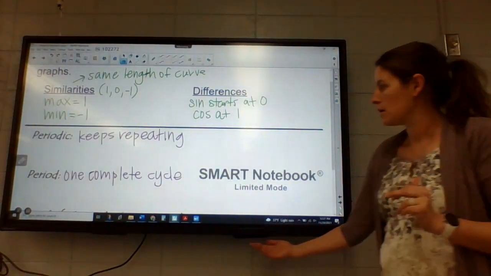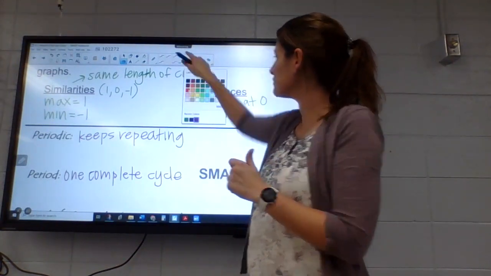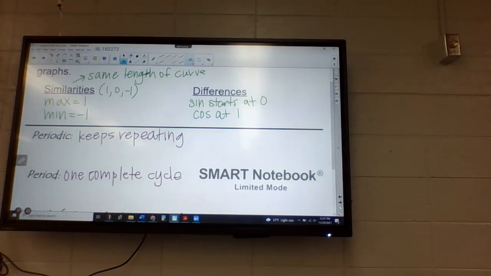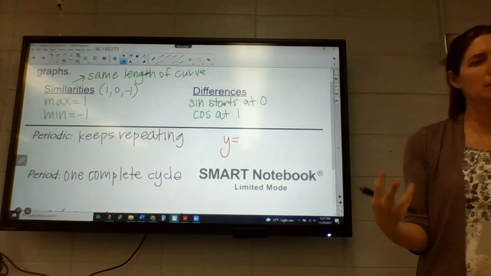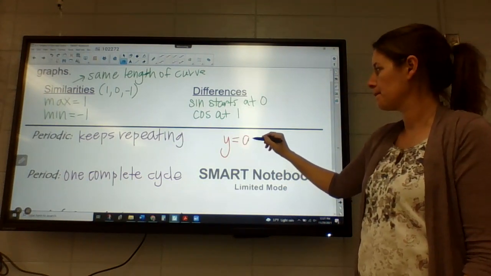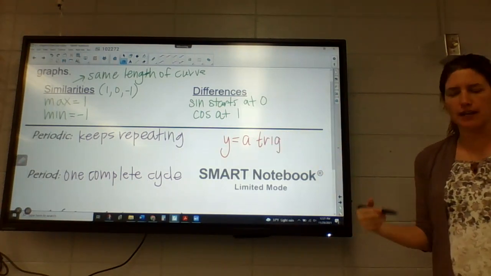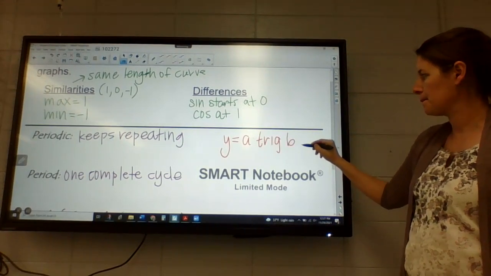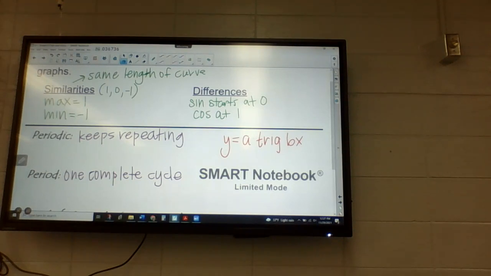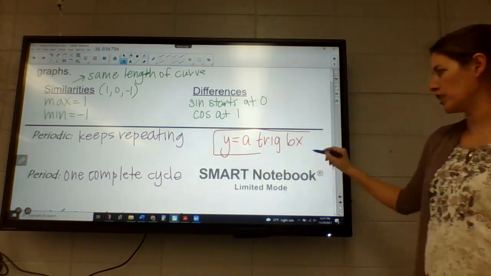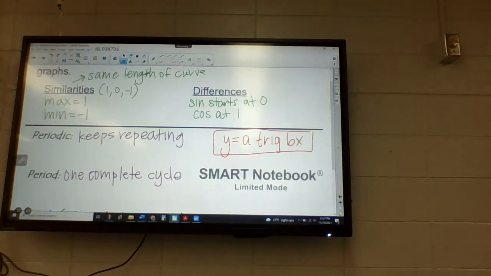Now, when we talk about these equations, we're going to talk about some different values or variables. So I'm going to write a standard form, kind of like y equals mx plus b, but using trig. I'm just going to say trig rather than sine or cosine or tangent. So y equals a times the trig function, whatever that happens to be, of bx. Typically that can be written in parentheses.